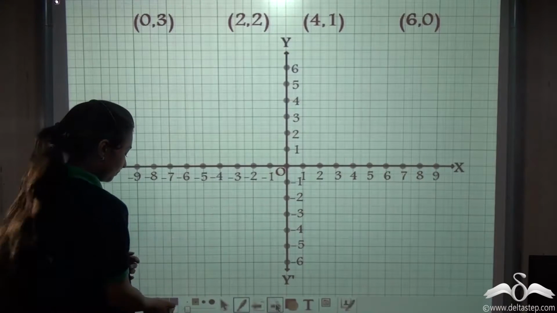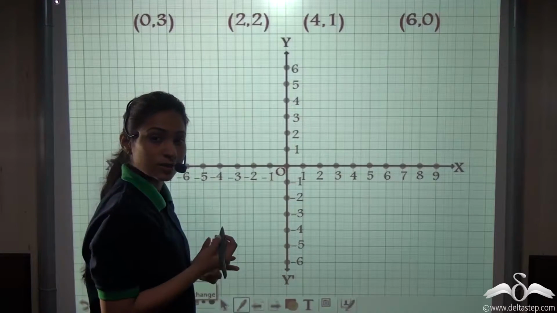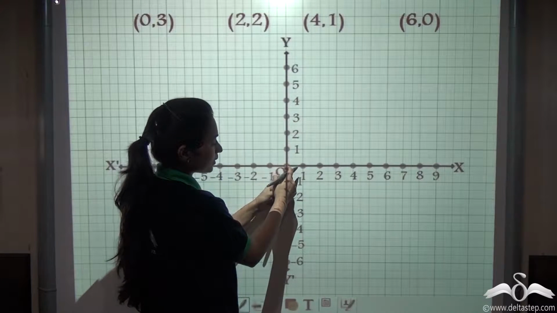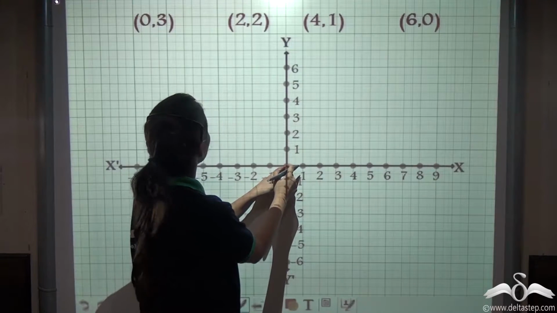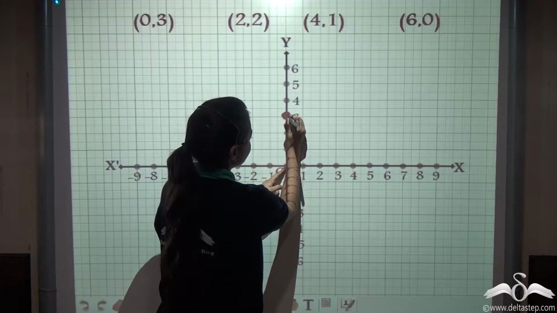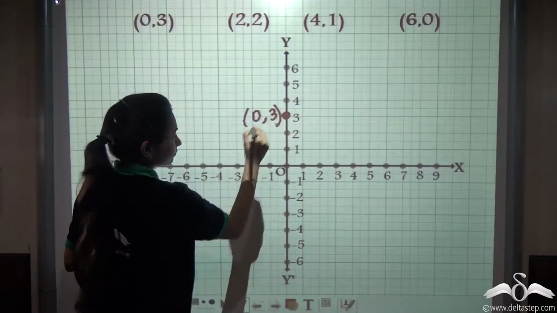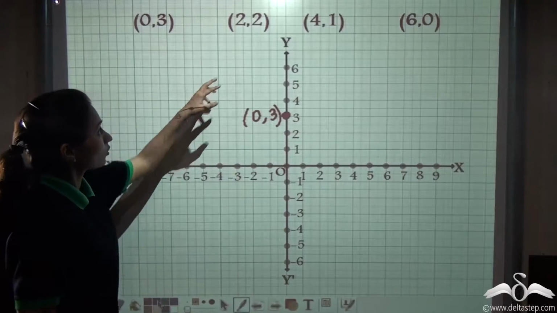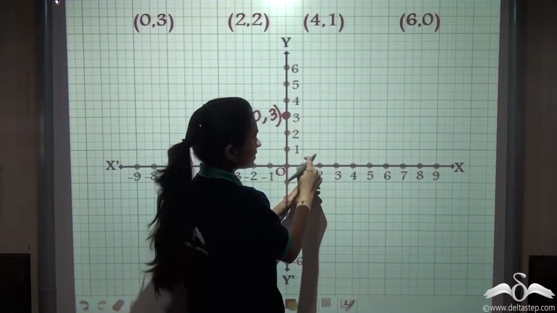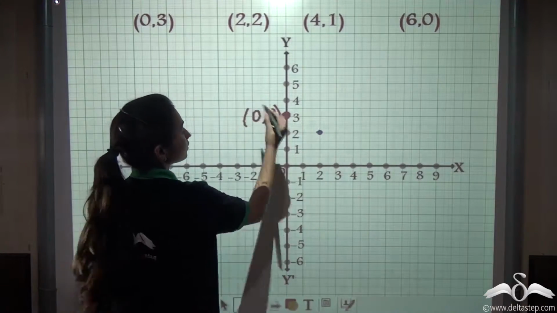Let's start plotting them. First of all, we have 0, 3. That means the x coordinate is 0 and the y coordinate is 3. See, the x coordinate is 0, so it will lie on this line itself, and the y coordinate is 3. So 1, 2, 3. We get this point. So we have plotted 0, 3 here. Now let's plot 2, 2. That is 2 on the x-axis and 2 on the y-axis. We get this.